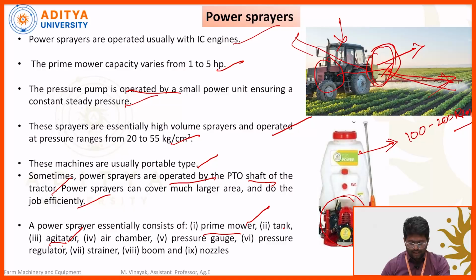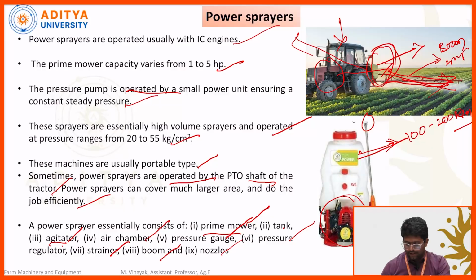Okay, next one is the air chamber, pressure gauge, pressure regulator, strainer, booms and nozzles. This one is a nozzle. Here a set of nozzles was provided. So generally this type of sprayer is called a boom sprayer.